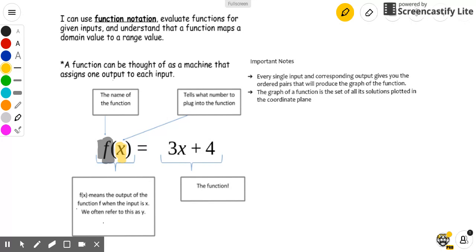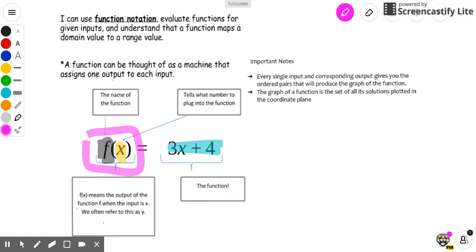Okay, and then the last part, this part right here is called the function. It is the function, and that's what it's actually doing. So you're putting the input in, and the machine is working. So the function is the working of the machine. And then altogether, this f of x gives you the output. So the x is the input, but the f of x altogether is actually the output. So a lot of times you'll see this referred to as y.